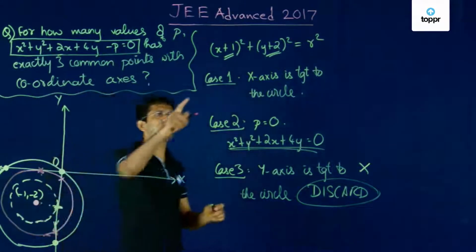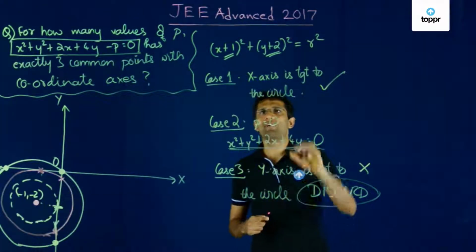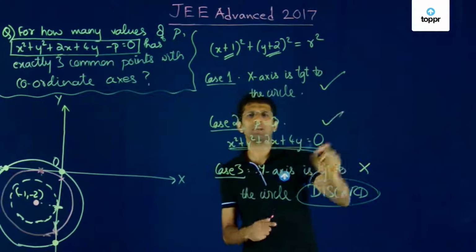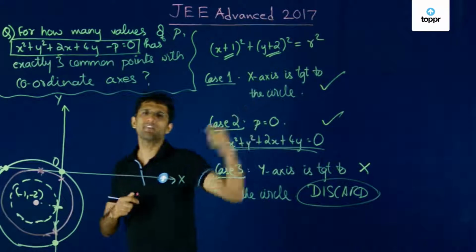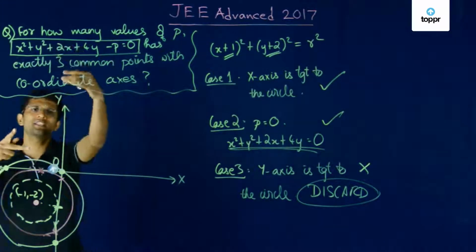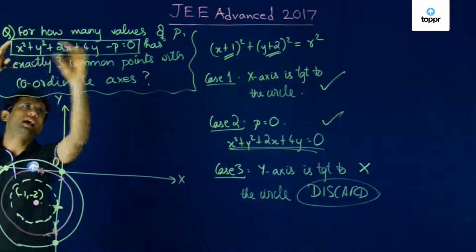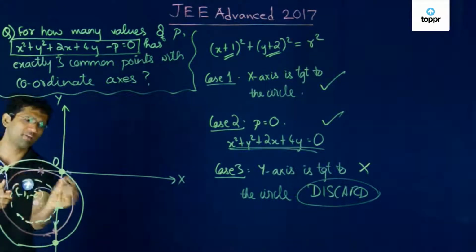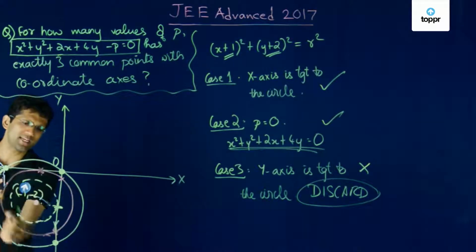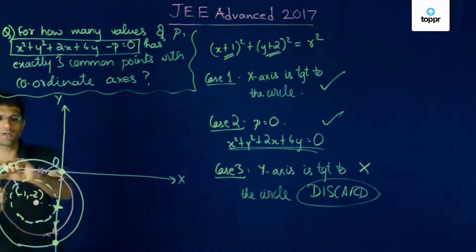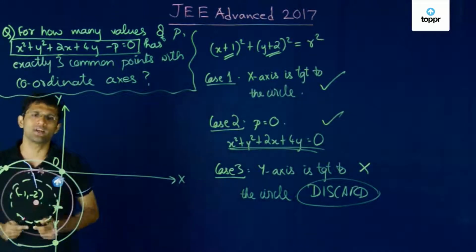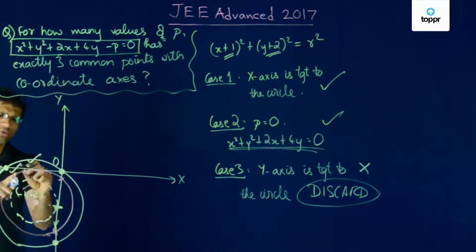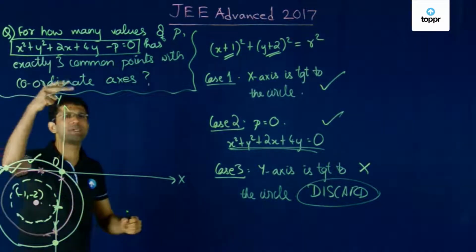And so in case 1, whenever the x-axis is a tangent to the circle, and in case 2, whenever the circle passes through the origin, in both these cases these conditions are satisfied. That is, this circle has exactly 3 common points with the coordinate axis. So when the x-axis was a tangent, this satisfied the condition, and also when the circle passed through the origin. But this third circle does not satisfy the condition. So only in the case of these two circles will these conditions be satisfied.